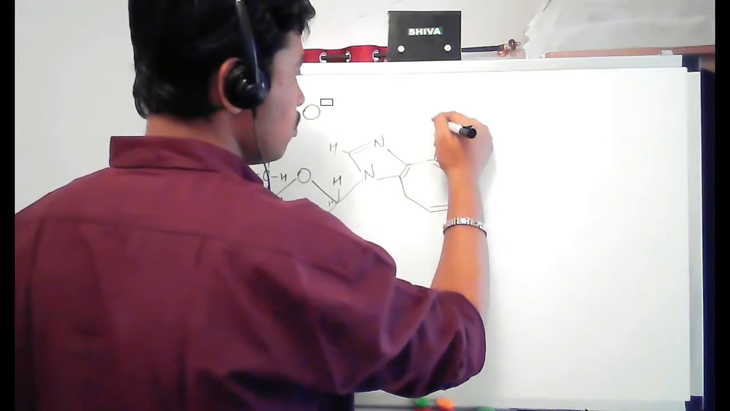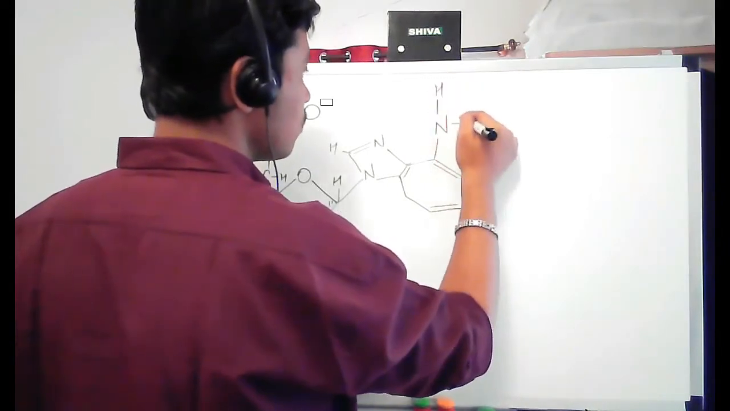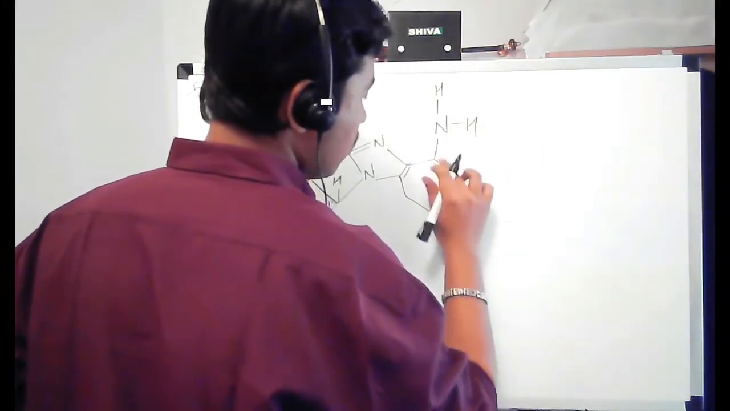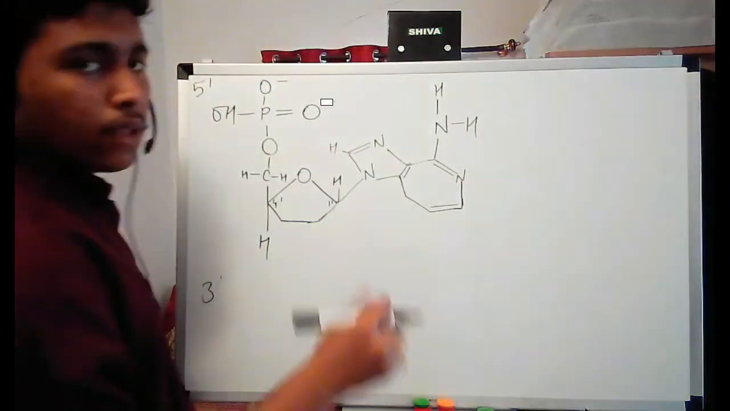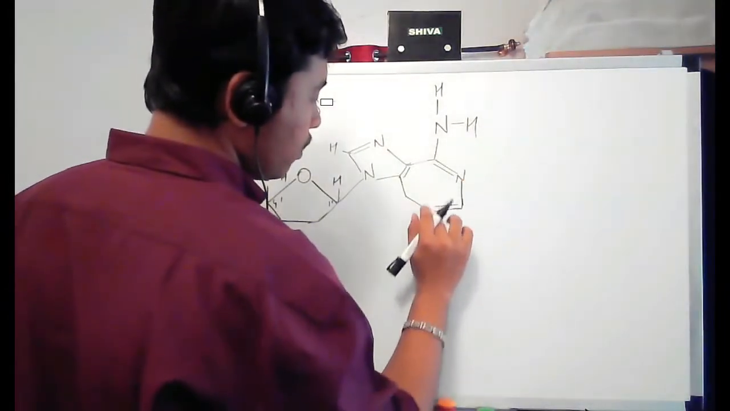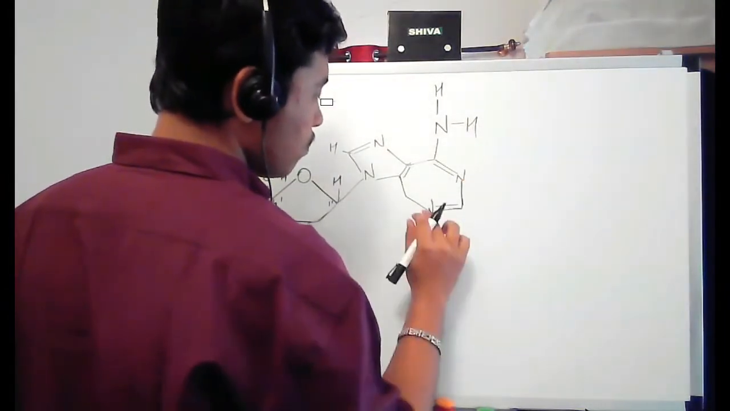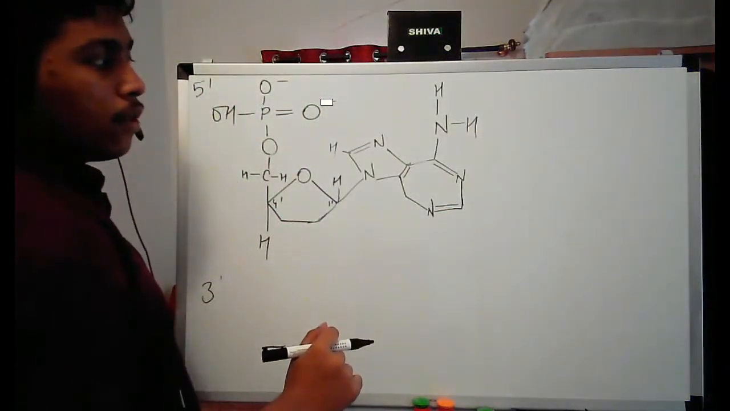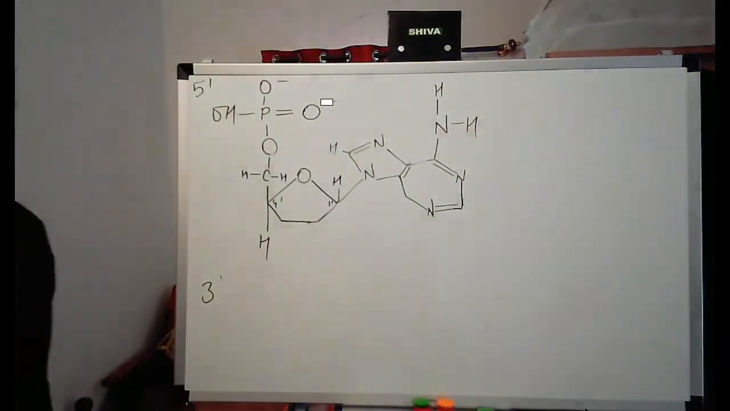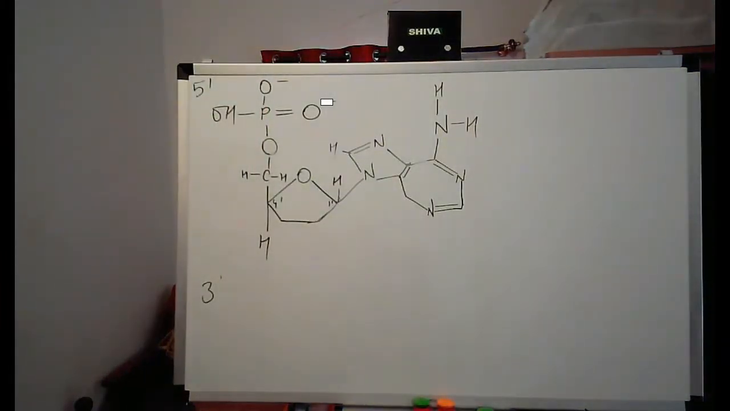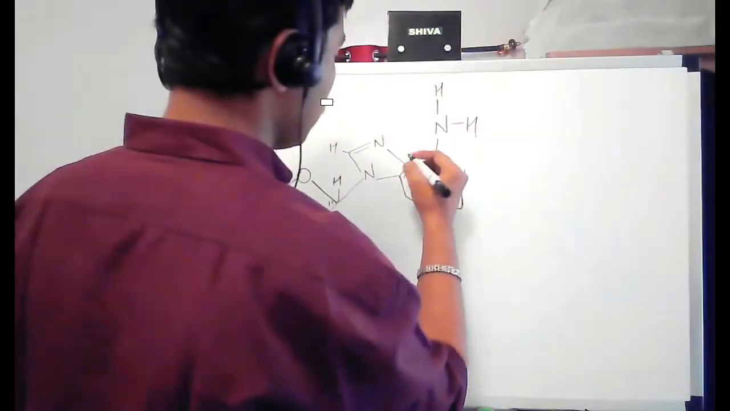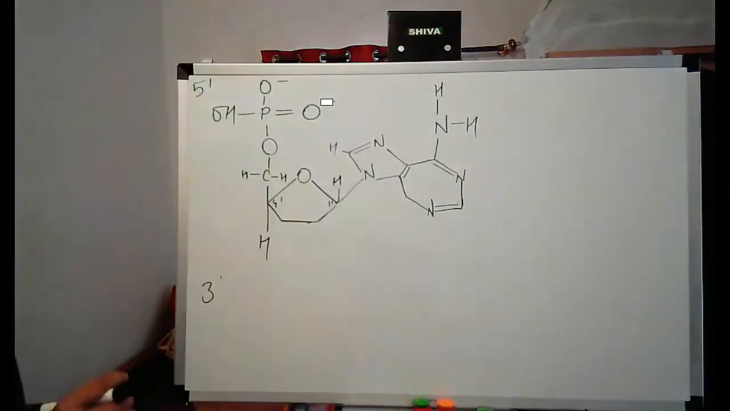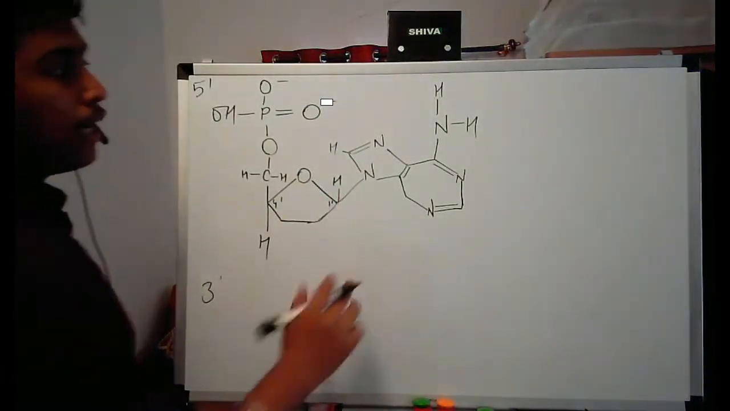This carbon is bound to an NH2. There is an N over here with 3 arms taken. There is an N over here too, with 3 arms taken. That's all for adenine, adenosine.